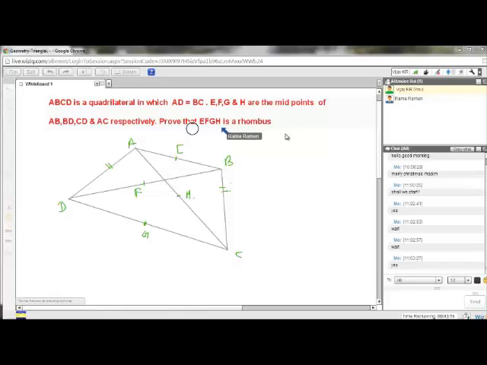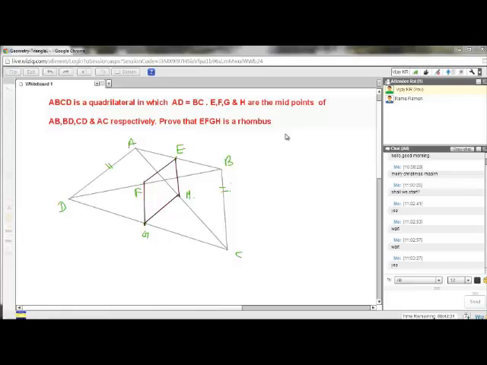Then prove that EFGH is a rhombus. So we will join EFGH. See, we have to prove EFGH is a rhombus. Now you are given AD is equal to BC. Since there are some midpoints, we will indicate them.